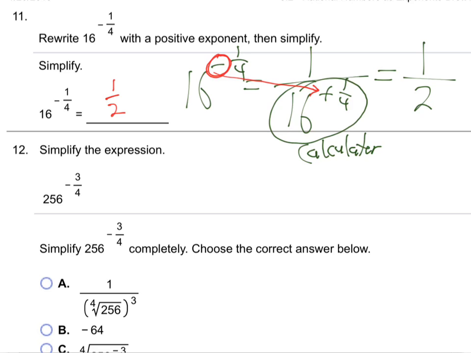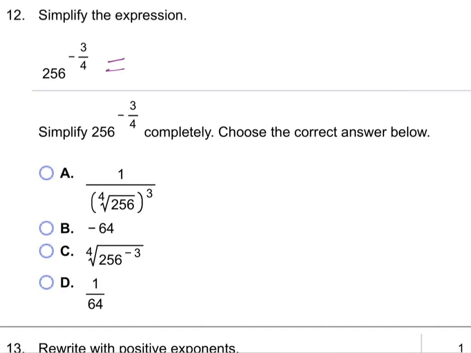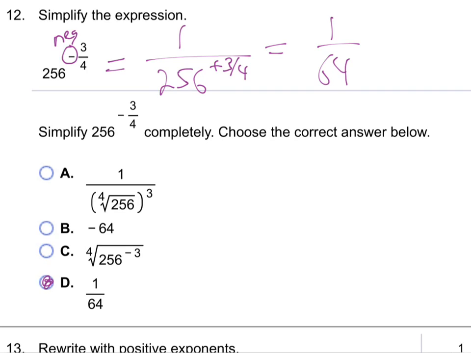We'll try number 12. Okay, are we okay with number 11? Okay, 12. Again, what do we do with negative? Notice the power is negative. So it flips. It jumps to the bottom of the fraction, and then the power becomes regular, positive. 3/4. And then hit the buttons on your calculator. Is that what it is? 1/64. You guys able to get that okay?